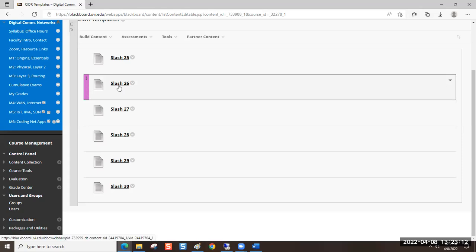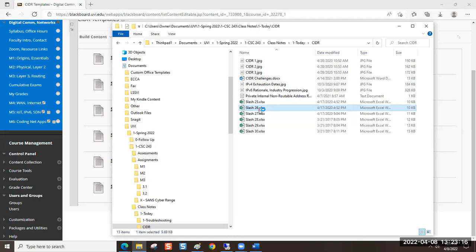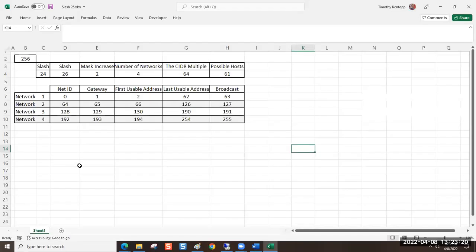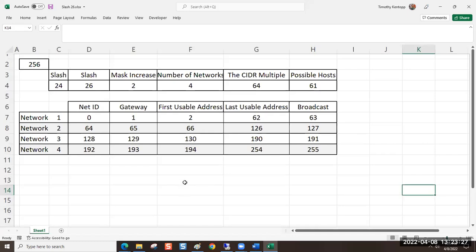It's an Excel spreadsheet. When you download it, this is what you're going to see. You're going to see this basic framework that helps you break out the 4 networks. So we're going to create 4 networks that are 1/4 the size of the original network. And here's the thing I want you to understand.